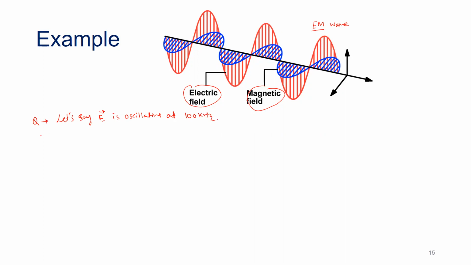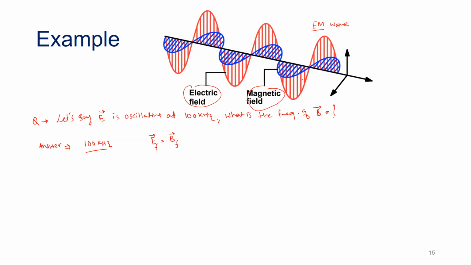This is your question. What is the frequency of the magnetic field right here? So the answer would be exactly 100 kilohertz, because the frequency of the electric field is equal to the frequency of the magnetic field. Let's say EF is equal to BF.